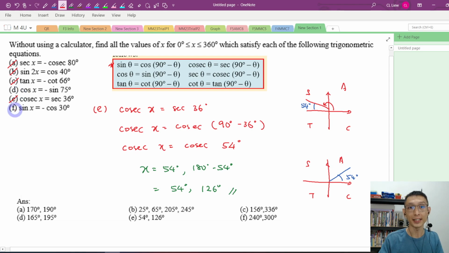So for part D and F, you can try to solve using the same method. So these are the answers. So you can try it on your own and compare with the answers here.